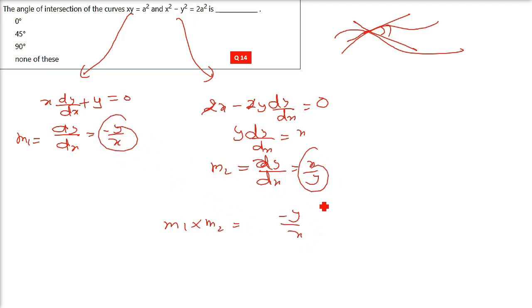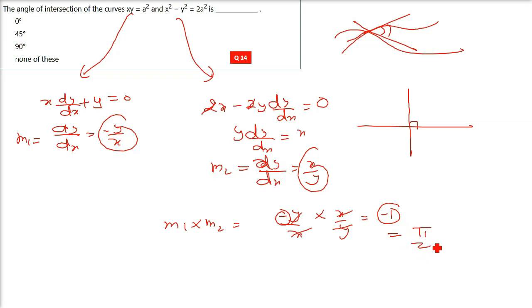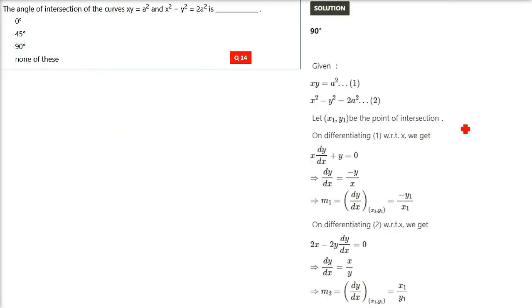You get minus 1. When the slopes multiplied is equal to minus 1, that means they are perpendicular to each other. They have 90 degree between them. Orthogonality condition is this. That is why this is 90 degree. So m1 m2 equals minus 1, angle is pi by 2, 90 degree. This is the correct answer. Pi by 2 is 90 degree. This is your answer. This is your reference solution. You can follow this. Okay. This is how you are going to write.